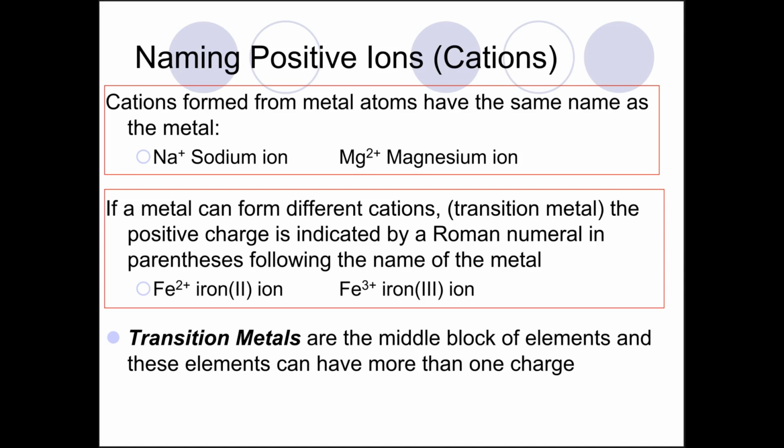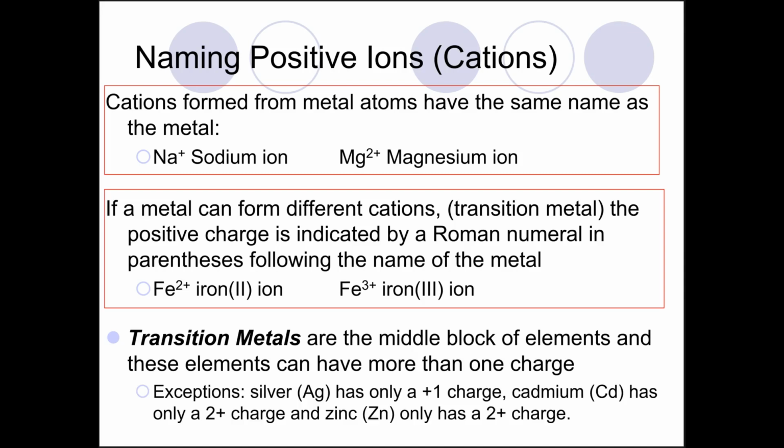Every element in there has more than one charge with 3 exceptions, and those 3 exceptions you are going to have to memorize. The first one is silver. Silver, Ag, always has a +1 charge, so its name is silver ion. Cadmium, Cd, always has a 2+ charge, so its name is just cadmium ion.